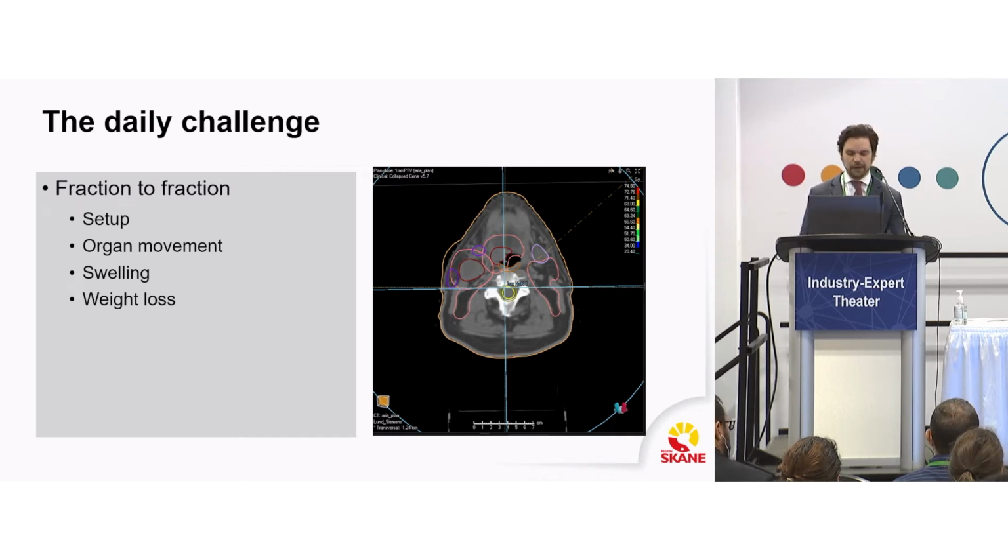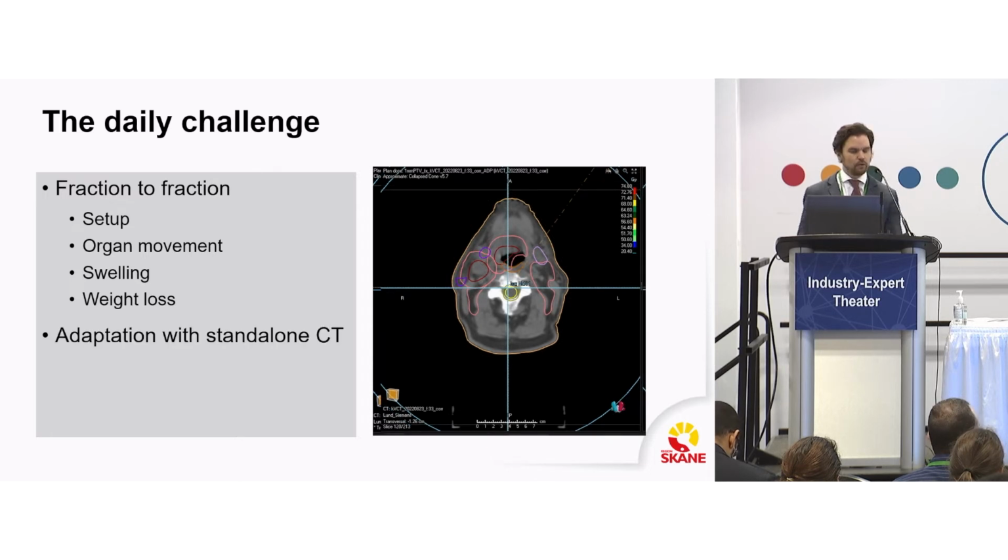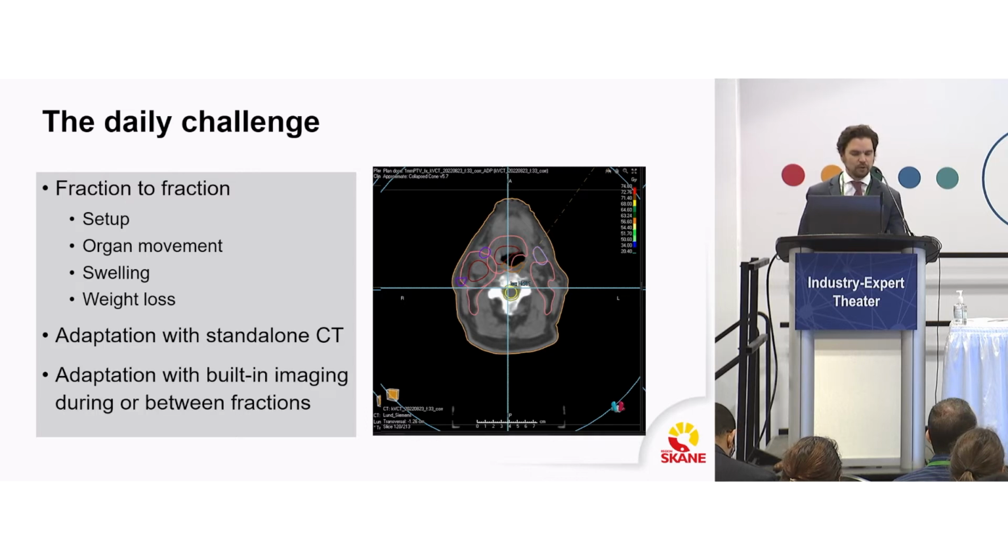So how do we adapt to this challenge? Of course, you can do adaptation with standalone CT, but it's quite resource intense. So if you want to do it from scratch, you do a reference CT, you do planning, and you do the whole plan QA. So it's resource intense, and so it is if you do it offline with built-in imaging during or between fractions.